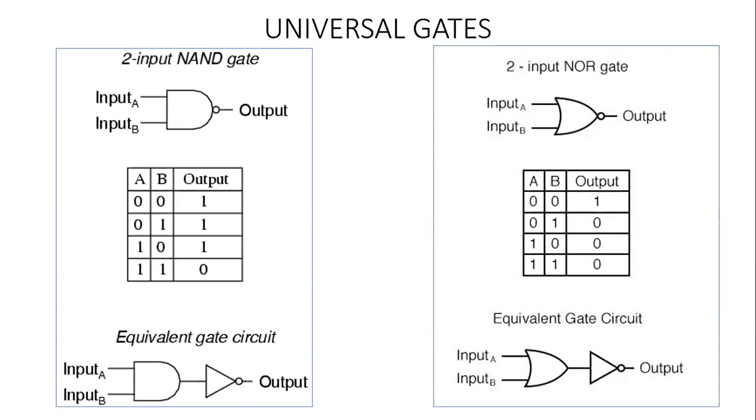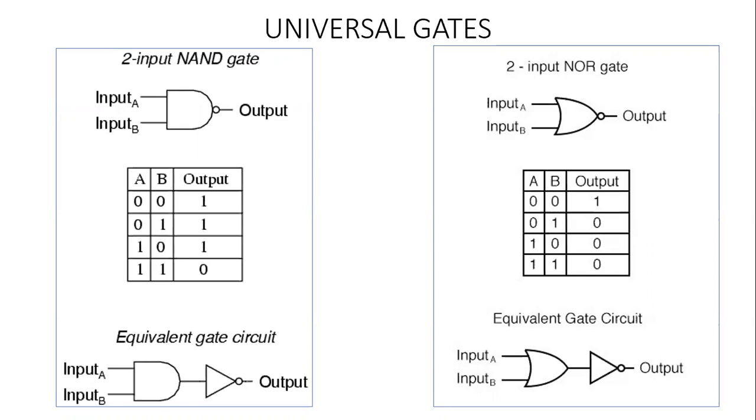Because with the help of one particular type of gate, that is the NAND gate, we can go for any kind of operation: addition, subtraction, multiplication, XOR or XNOR. The same thing applies to the NOR gate also. By using multiple NOR gates, we can go for any of the five operations.